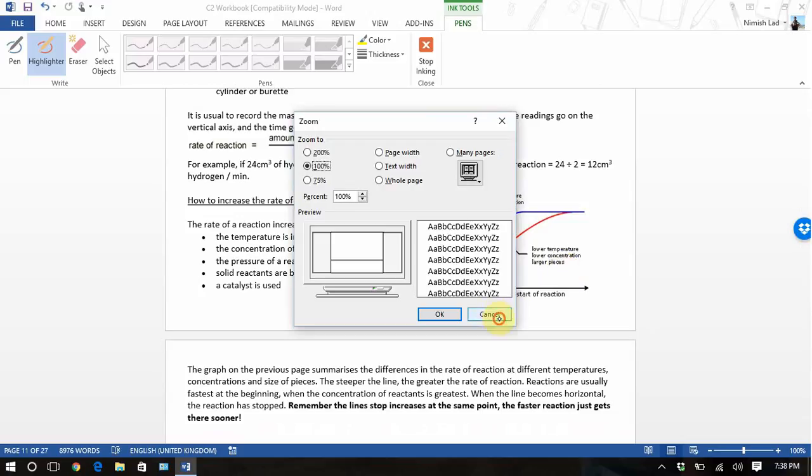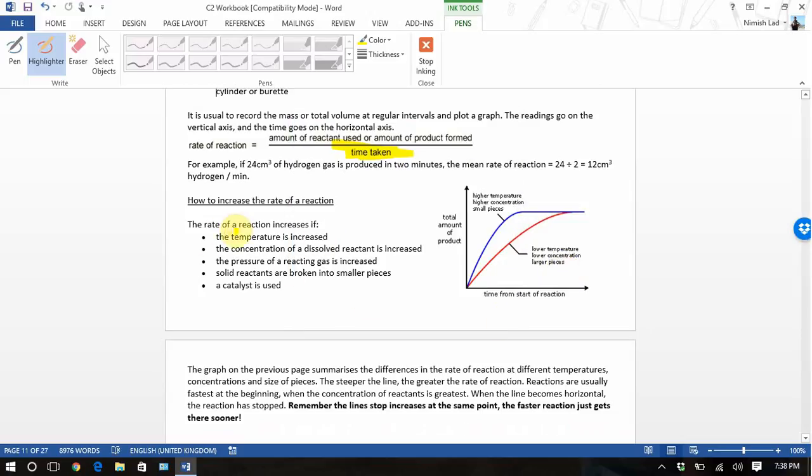The rate of reaction can be increased if the temperature is increased, the concentration of the dissolved reactant is increased, the pressure of a reacting gas is increased. So look at the difference between those two: concentration if it's a dissolved reactant, and pressure if it's a reacting gas. Or if it's solid, if it can be broken into smaller pieces, therefore increasing the surface area, or by using a catalyst. So what actually happens is the rate of reaction is faster, but it still forms the same total amount of product.